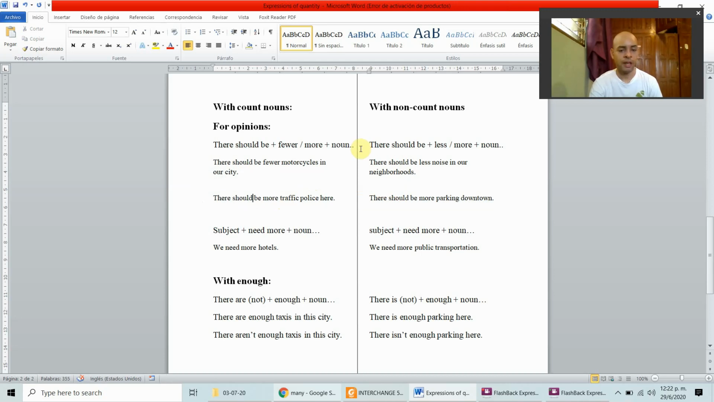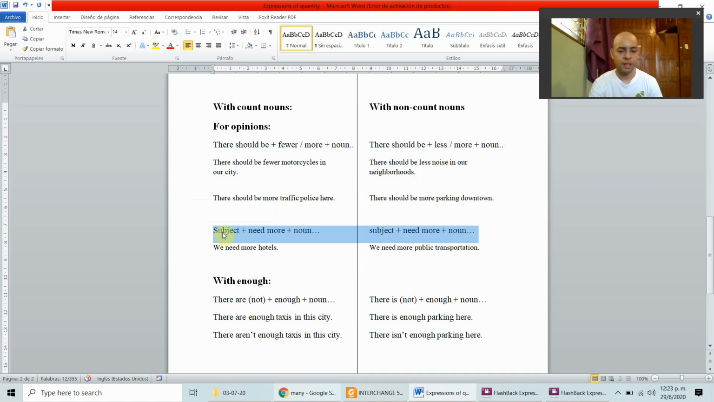With non-count nouns, there should be less. We use less for non-count nouns and fewer for count nouns. There should be less noise in our neighborhoods. That's your opinion. You think our neighborhoods should be quieter. There should be less noise. There should be more parking downtown. Again, your opinion. You believe that we need more parking downtown.